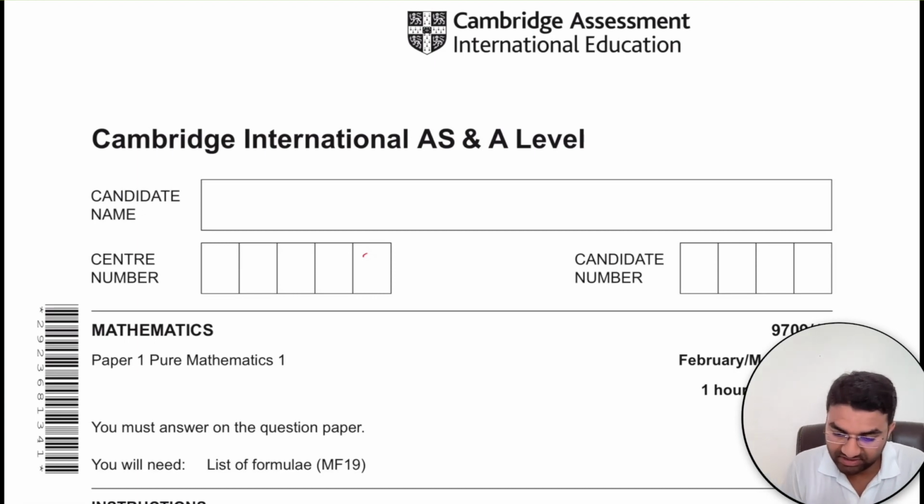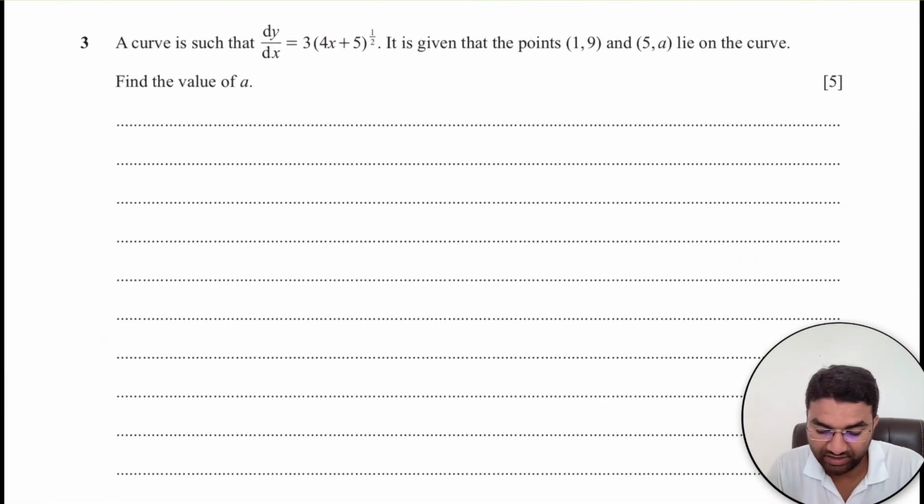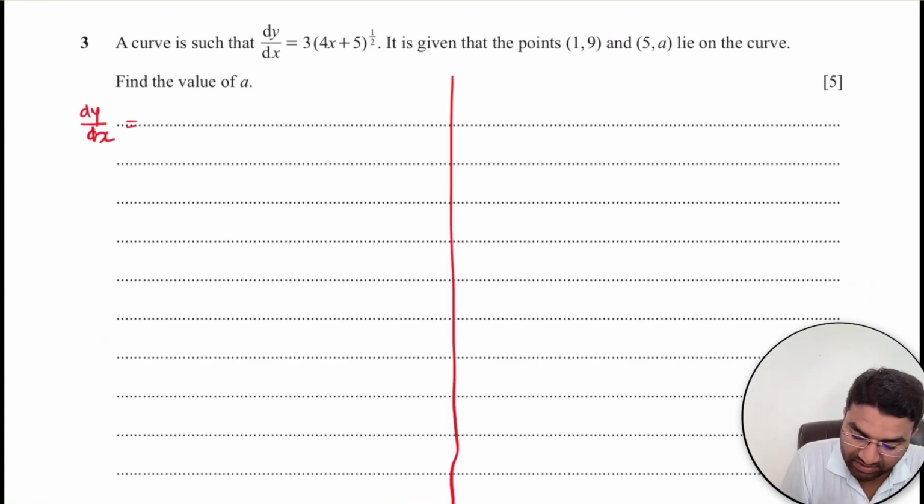So today we have to discuss one of the interesting questions from Pure Mathematics 1, February/March 2024. Question number 3: a curve is such that dy by dx is equal to 3 times (4x plus 5) raised to 1 by 2. It is given that the points (1, 9) and (5, a) lie on the curve. Find a. So here dy by dx is equal to 3 times (4x plus 5) raised to 1 by 2.